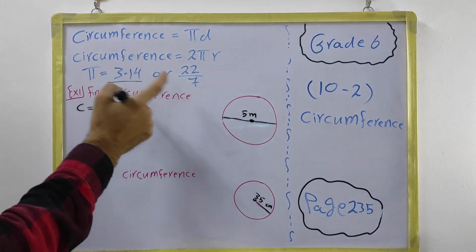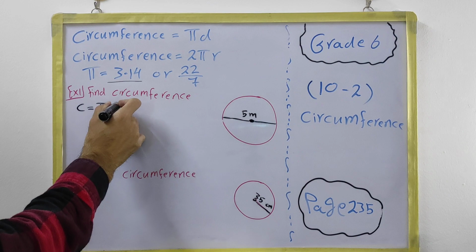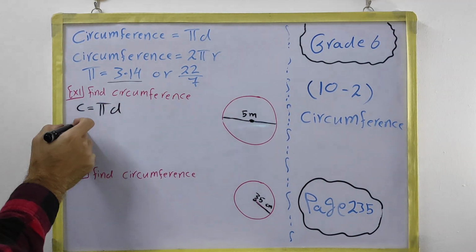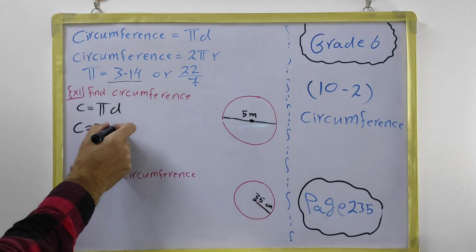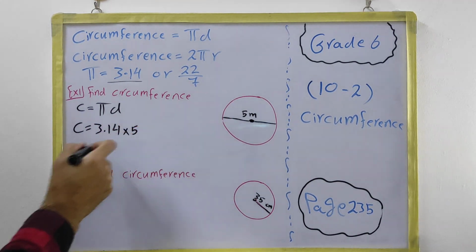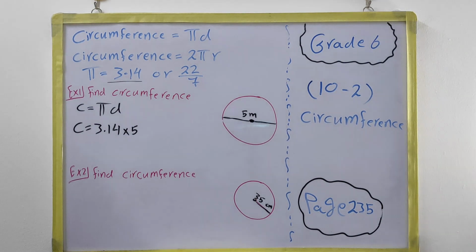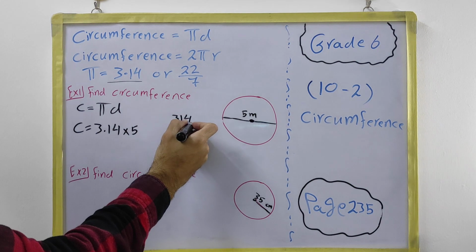We find the circumference of the circle. Circumference is pi multiply diameter, because diameter is given, or diameter multiply pi, same. So we say 3.14 multiply diameter, which is 5. Let's do this calculation, 3.14 multiply 5. We do it without the point at first.